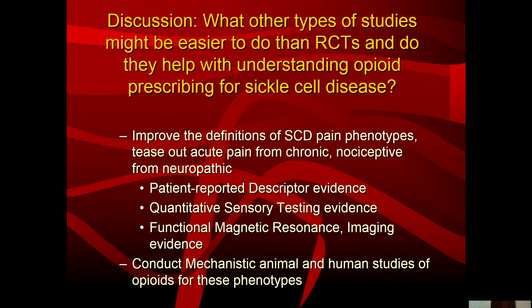So we need better patient-reported descriptor evidence, more quantitative sensory testing evidence, more imaging evidence, including functional magnetic resonance imaging evidence, and we need animal studies conducting probes of various opioids and non-opioid therapies in phenotypically well-described subjects.